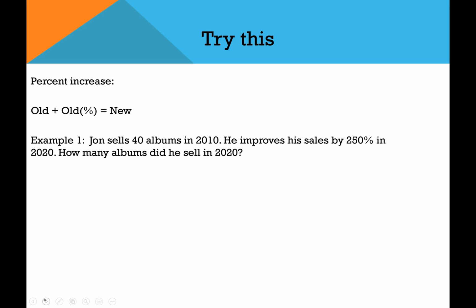Well, first of all, let's identify what we're looking for and what we have in the problem. So he sells 40 albums in 2010, and I want to know how many albums he sold in 2020. So the 40 albums in 2010, that's the old value. And we're looking for how many he sold in 2020, which is our new value. Does that make sense? Because 2010 is the old amount of time and 2020 is the new time.